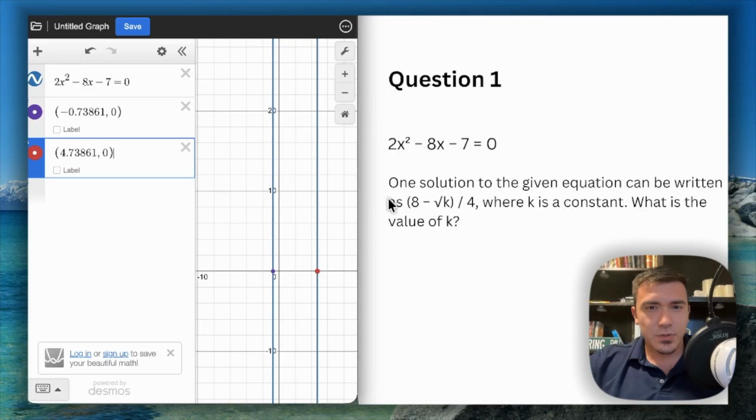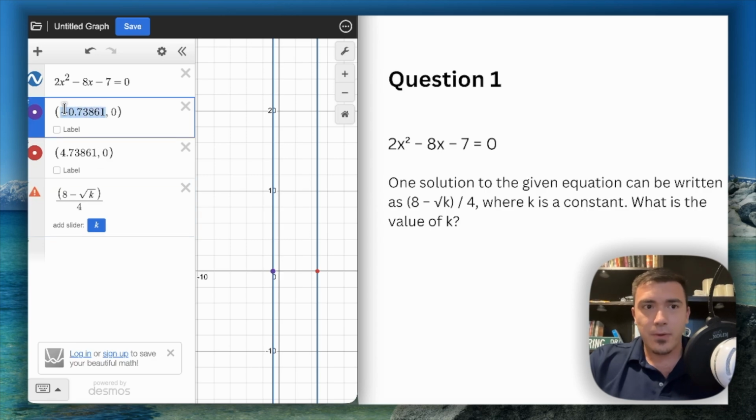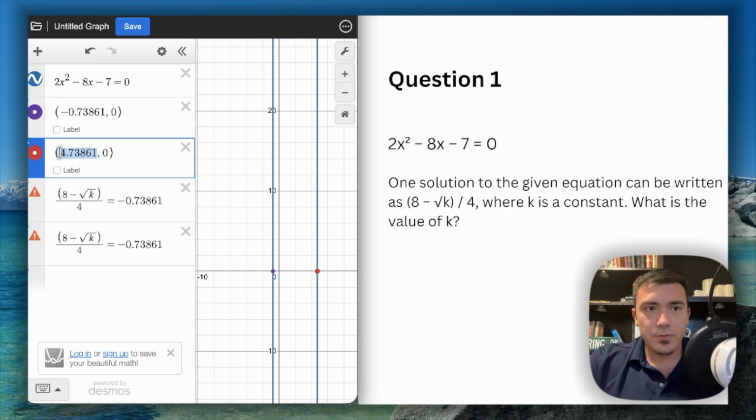And since I'm told that the solution can be written in the format of 8 minus square root k over 4, well, I know that this is a solution, so this solution should equal one of these, right? So I'll go ahead and I'll plug that in. I'll plug in 8 minus square root of k divided by 4. And I know that 8 minus square root of k over 4 should equal one of these guys right here. So take this, copy, paste it over, and I'll do the same exact thing for the other solution, because it could equal one of the solutions, right?